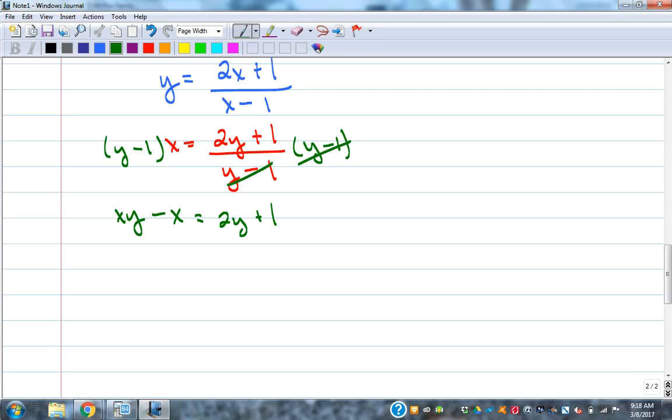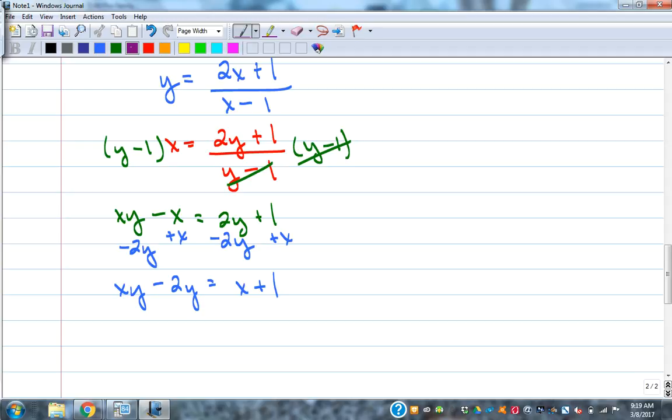Yeah. X times y is xy, x times 1, distributive property. Okay? Now, I've got this minus x over here. It doesn't have a y, so I'm going to move it over there. This 2y has a y, so I'm going to move it over here. I'm going to do that all in one step. So I have xy minus 2y equals x plus 1. Just like I showed right there. Sorry.